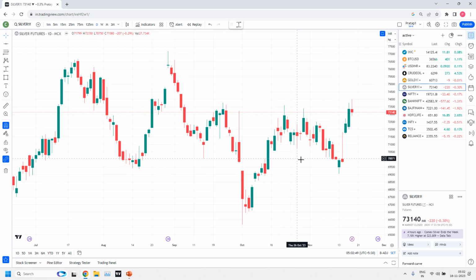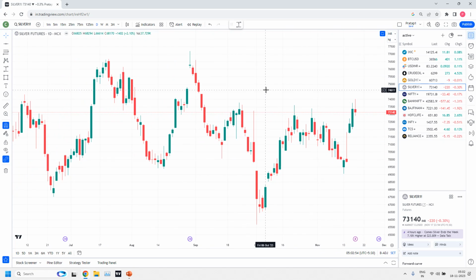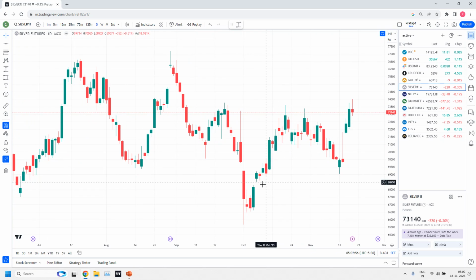Okay, let me take this example. So now we are analyzing silver. Here we have a rally candle. See, there is an invisible body. Why invisible body? Because there is a gap between these two candles. If you draw the invisible body, this looks like a rally candle. If you don't draw the invisible body, it looks like a base candle. So that's why whenever there are gaps, you should properly analyze the chart.